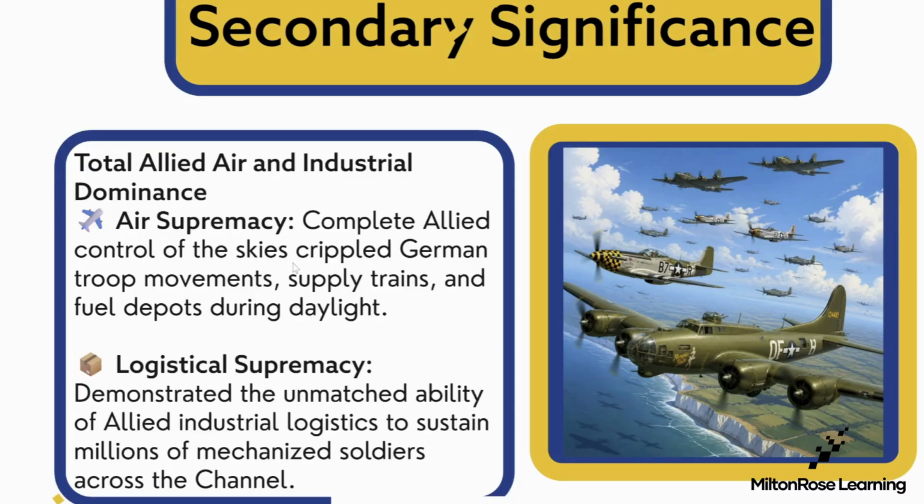Logistical supremacy as well, so it demonstrated the unmatched ability of Allied industrial logistics. We'd been busy boys, and busy girls, for the last 2 or 3 years really, and it showed in our logistics, because we could now sustain millions of mechanised soldiers across the Channel and then sustain them when they got to Normandy. Our logistics were very, very good. It's an area which is understudied by historians, but it really contributed to our victory in this period.